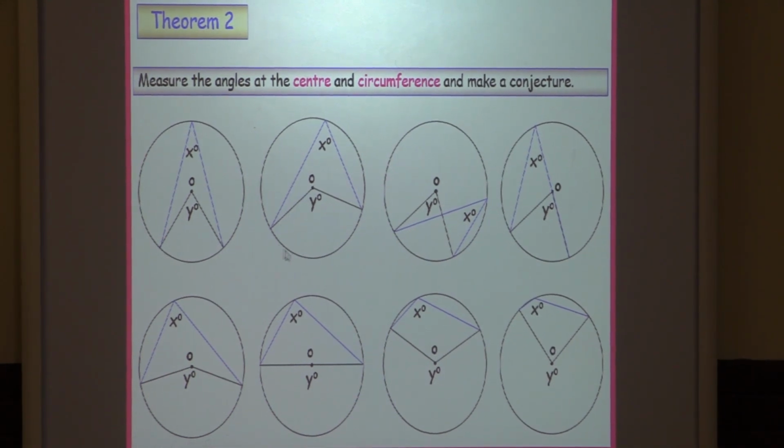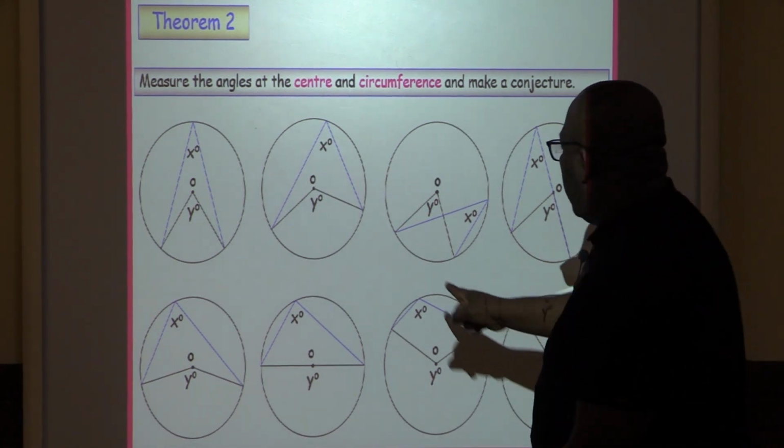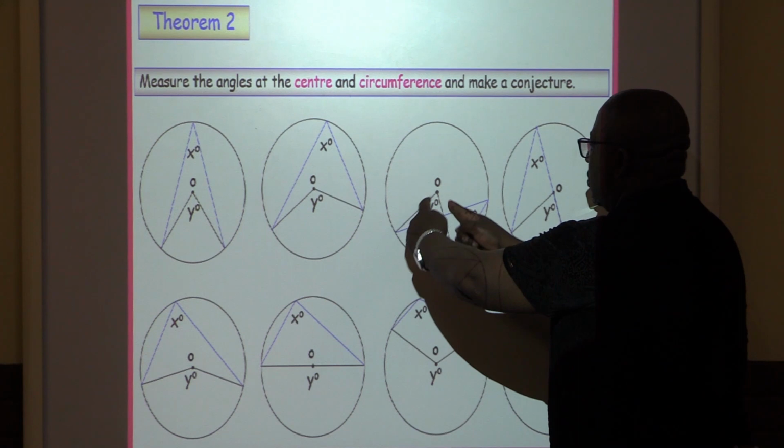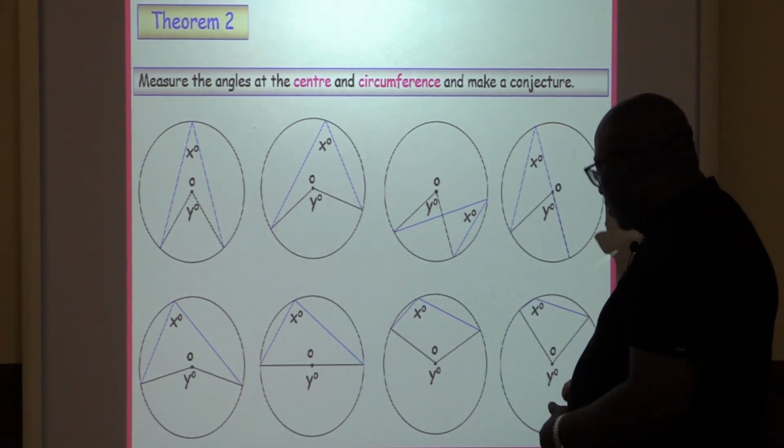I hope you see this one. Arc goes to the center. The same arc goes to the circumference. Let's look at the third one. This is my arc. It goes to the center. The same arc goes to the circumference. So this one is 2 times bigger than this one.